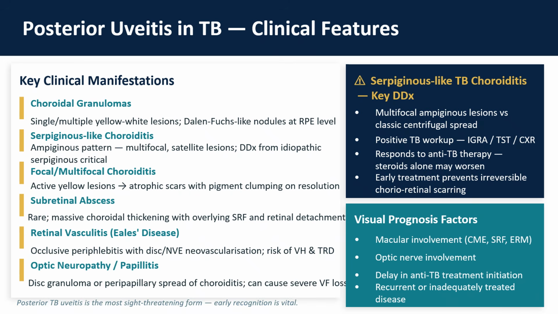Now we come to the most important presentation of ocular tuberculosis, which is posterior uveitis, and we will pay more attention to this presentation in this lecture. We will discuss all of these points: the choroidal granuloma, serpiginous-like choroiditis, focal and multifocal choroiditis, subretinal abscess, vasculitis and optic neuropathy, and also toxic optic neuropathy. We will mention the difference and the differential diagnosis of serpiginous-like choroiditis and the classical type of serpiginous choroiditis, and we will speak about the visual prognosis and the spectrum of the use of anti-tubercular drugs.